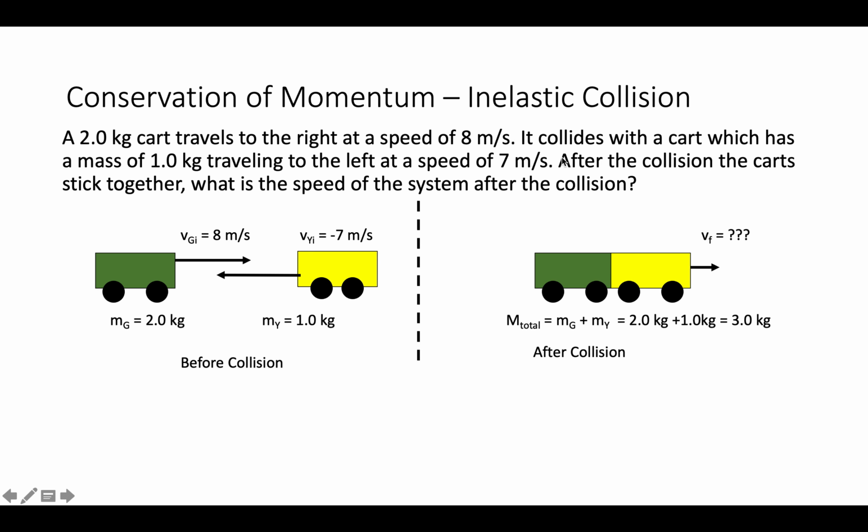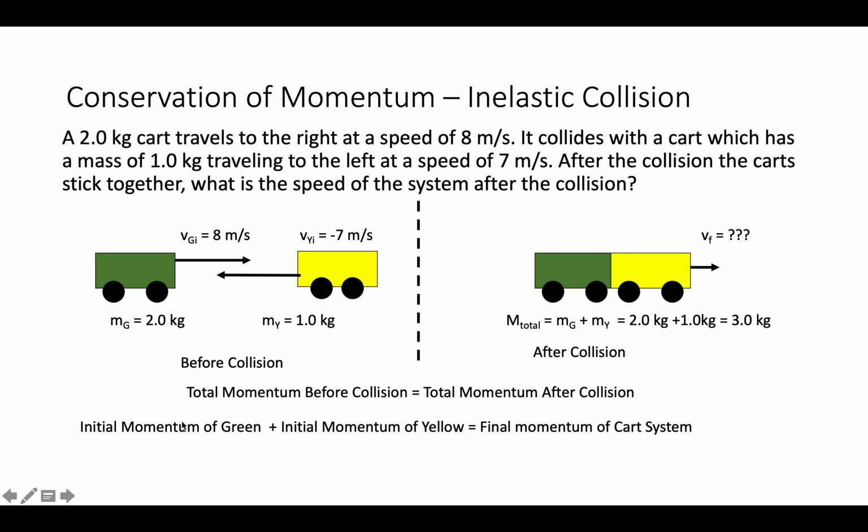After the collision, the two carts stick together, and we want to know what is the speed of that two-cart system after the collision. After the collision, essentially they behave as one mass with a total mass of 2 plus 1, which is 3. Because there's no friction involved in this problem, we can assume that momentum is conserved, so that the total momentum before the collision is equal to whatever the total momentum is after the collision.